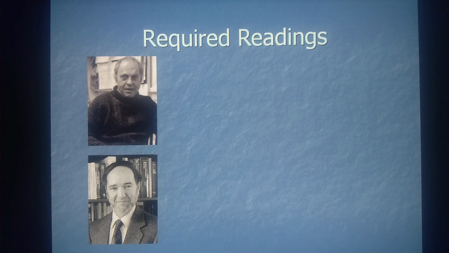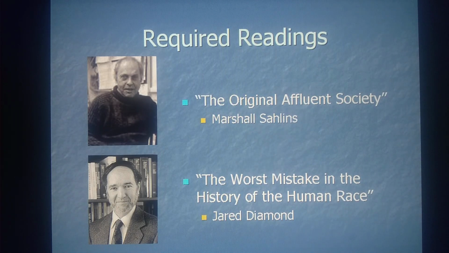Before we go further, I want to point out that the required readings have been posted online. They are as follows: The Original Affluent Society by Marshall Sahlins, and The Worst Mistake in the History of the Human Race by Jared Diamond. You can find those in the supplemental readings folder as of right now.